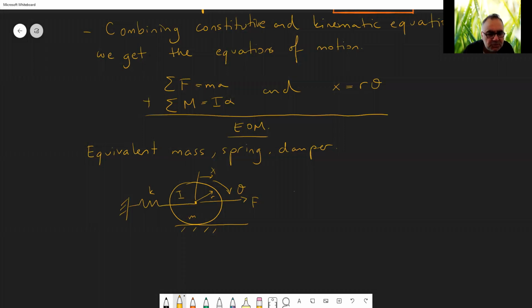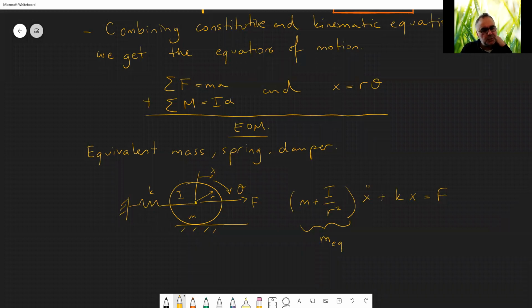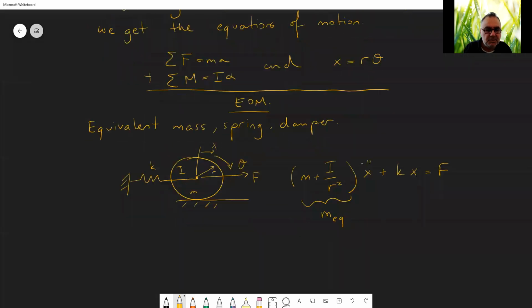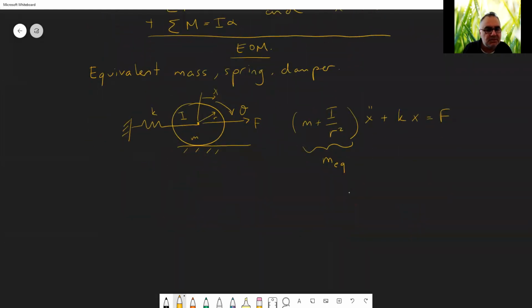The equation of motion was m plus I over r squared times x double dot plus kx was equal to f, as you might remember. Now, this quantity is not the mass of this system, but it is the equivalent mass. Because if this were a simple mass, not a rotational mass, the equation of motion would be m x double dot plus kx equals f.